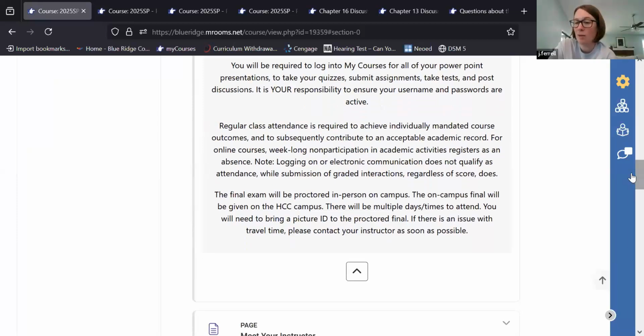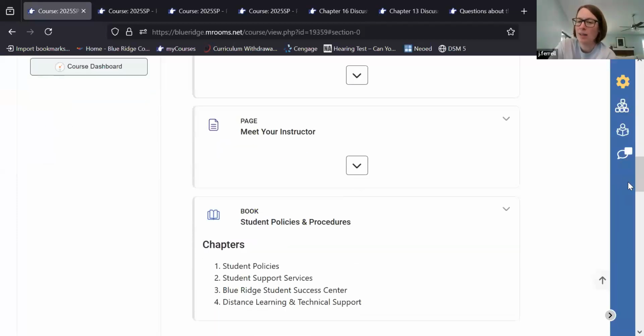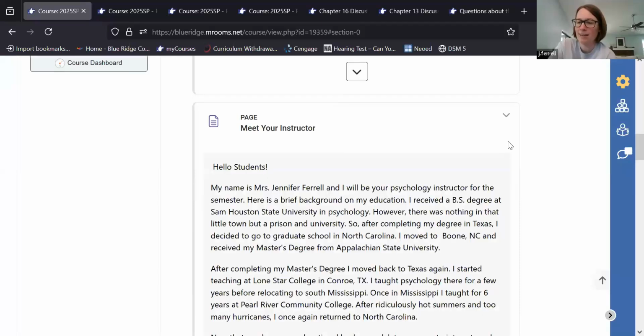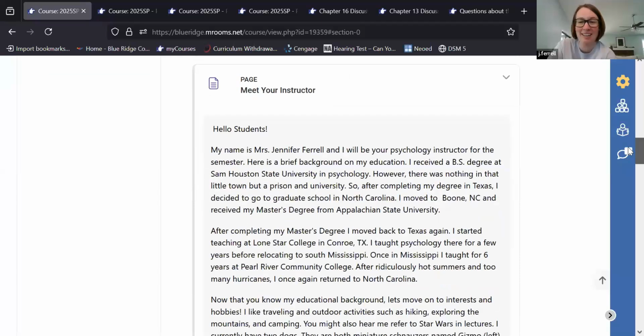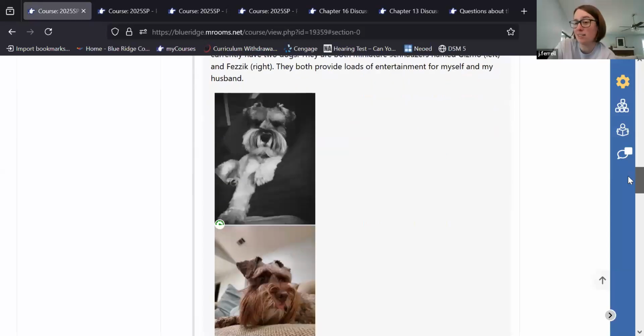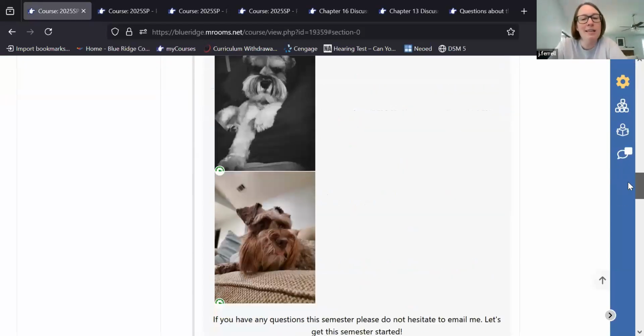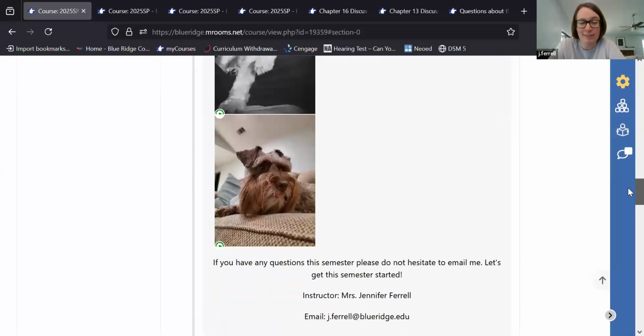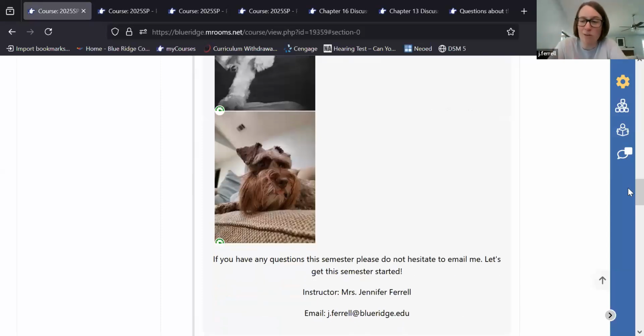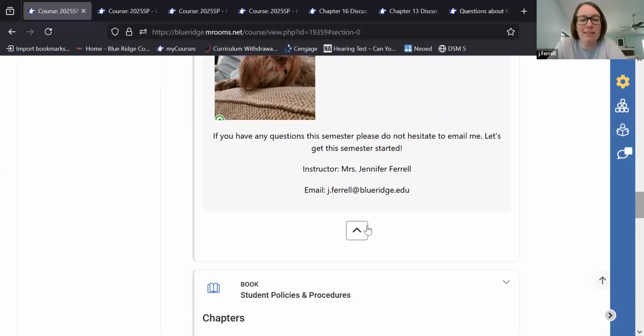I put information about myself too. I don't like my photo being all over the internet. I don't know why I'm opposed to it, but I don't like it. So I have pictures of my dogs that they can look at. It tells them a little bit about myself, some photos of some cute puppy dogs, which are probably going to make noise at some point in the background.